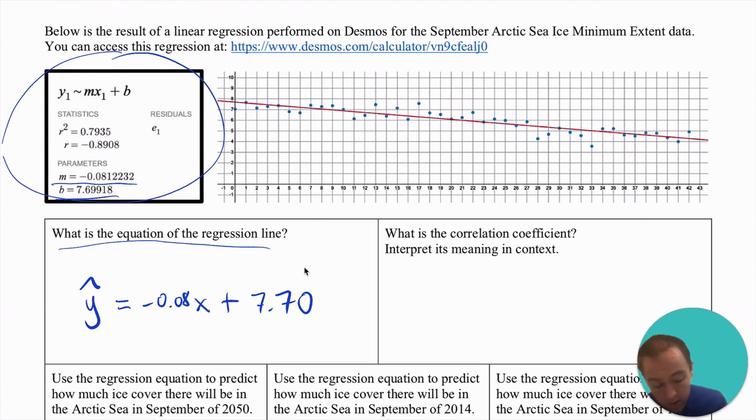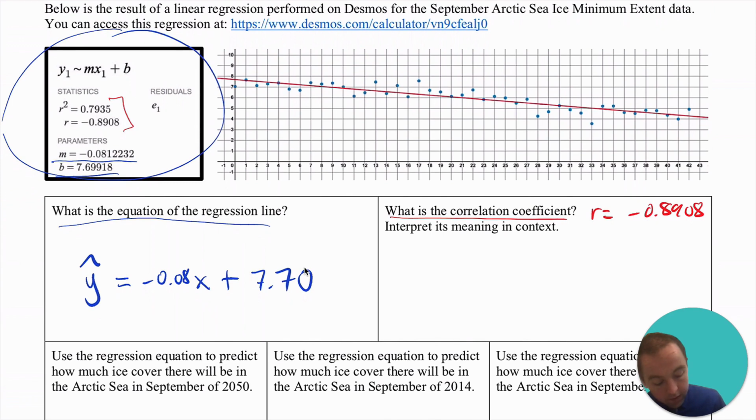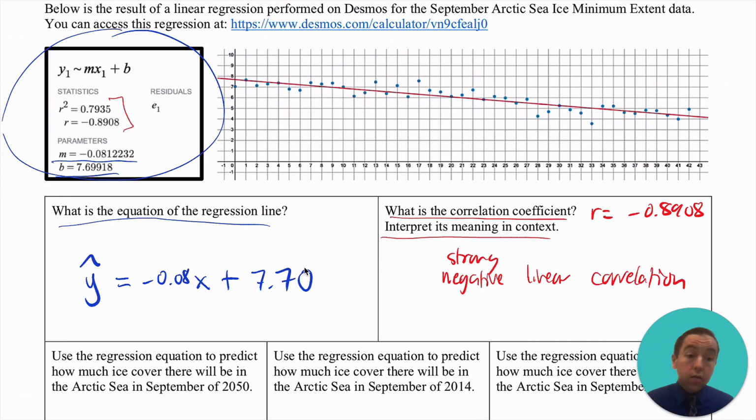Over here is the correlation coefficient. That's the r value, which tells you the direction and the strength of your correlation. Desmos gives output of what r is, and also what r times r is, r squared. We want just r for the correlation coefficient, so it turns out that negative 0.8908 is the correlation coefficient for the data. That makes sense because we've got a negative correlation, which corresponds to the fact that the linear association is negative, with a negative slope. Also, the negative 0.89 is very close to -1, which indicates this is very strong. So interpreting its meaning in context, there's a very strong negative linear correlation between the year and the ice coverage overall.